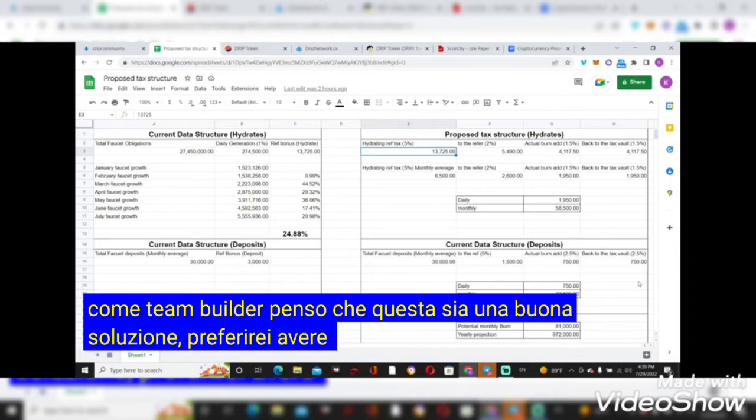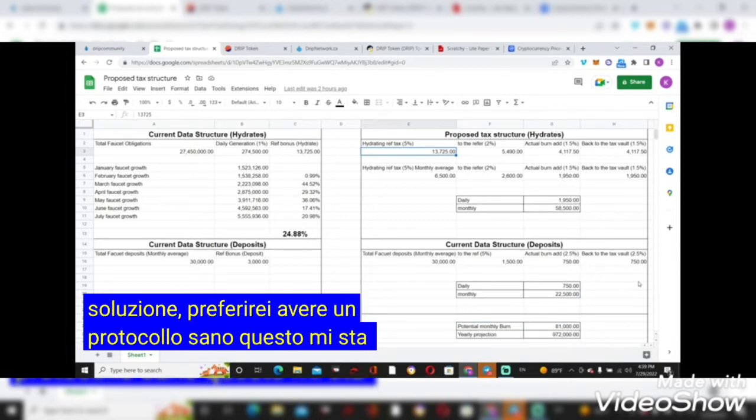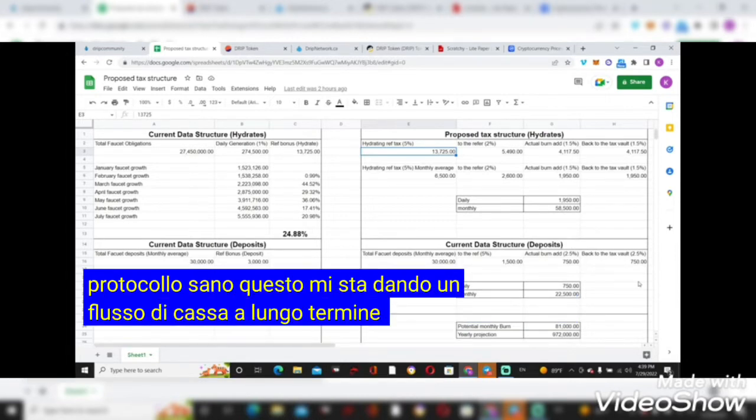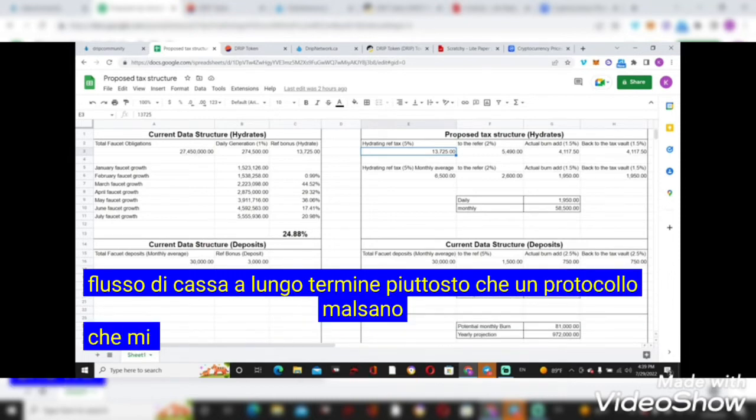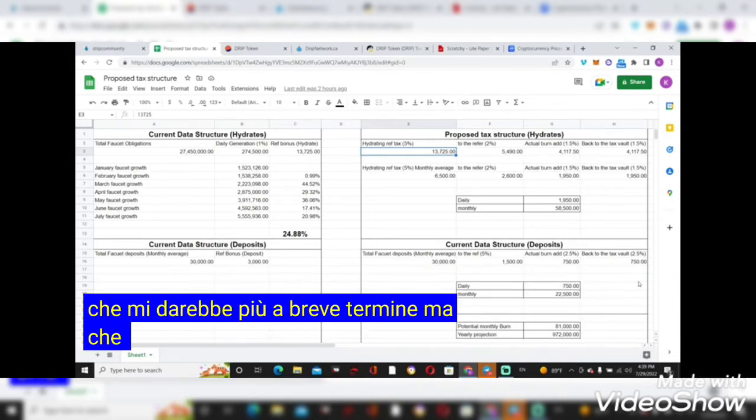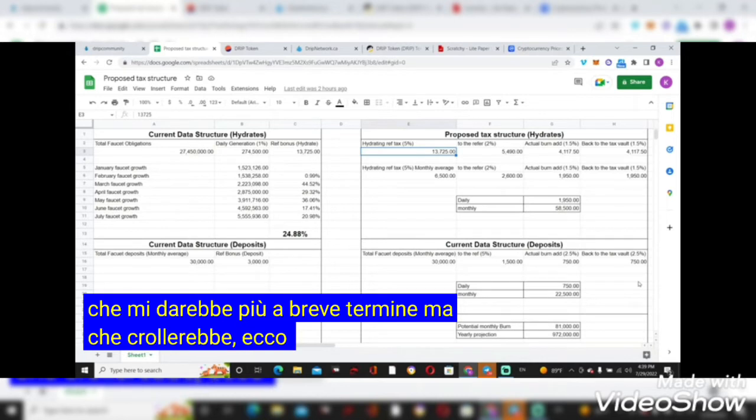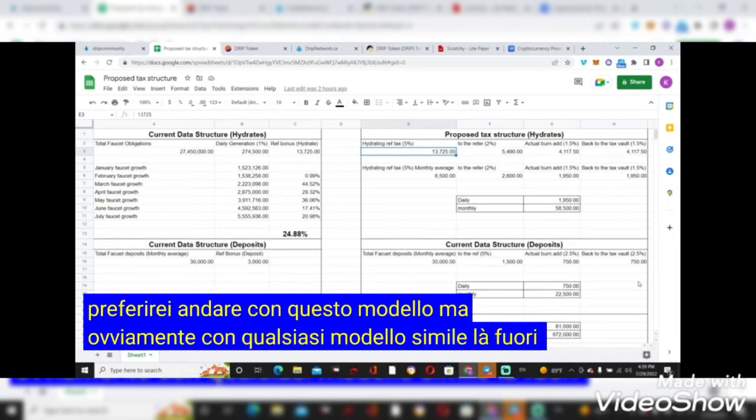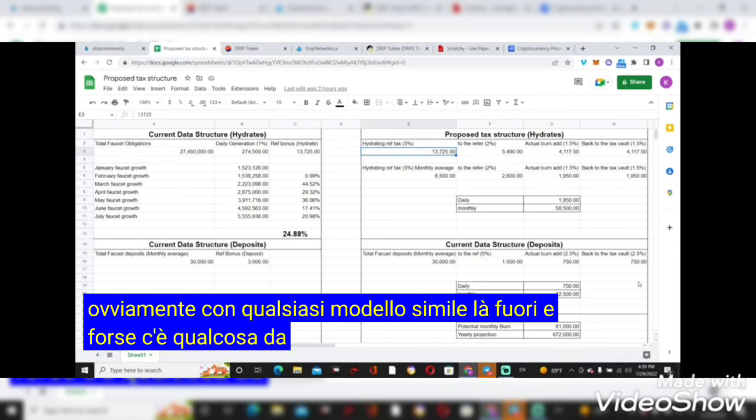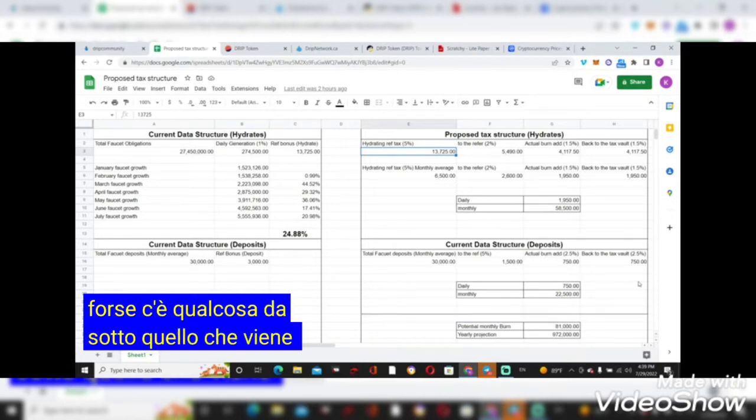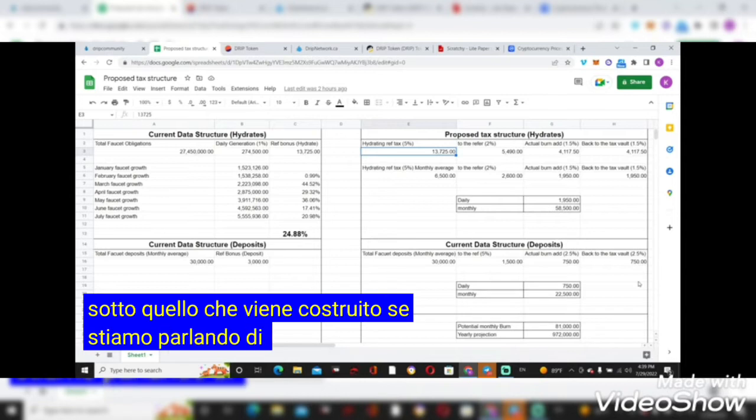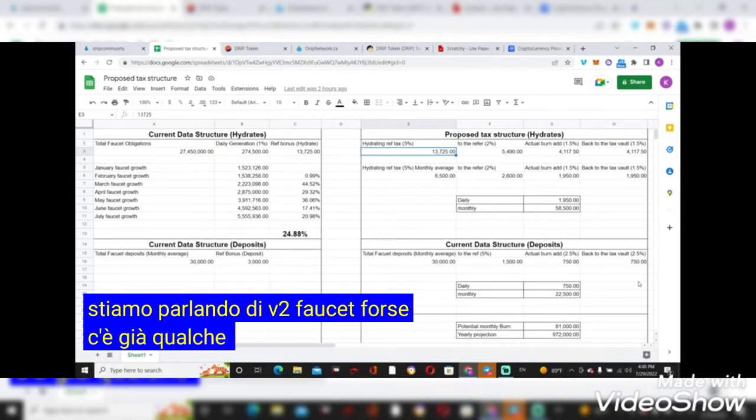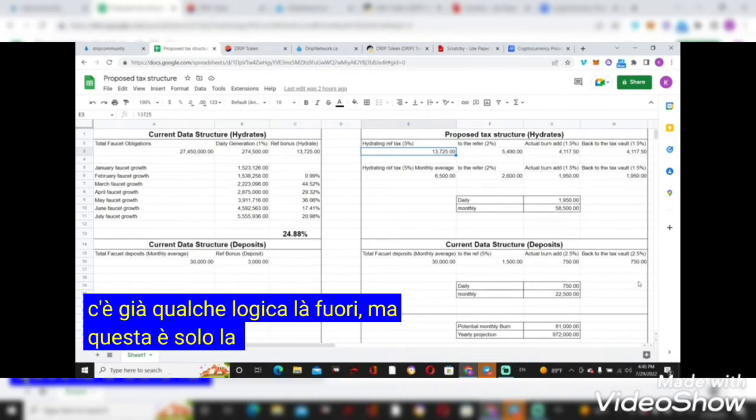I would rather have a healthy protocol that is giving me a long-term cash flow than an unhealthy protocol that would give me more short-term, but then it would collapse. So that's why I would rather go with this model. But of course, any similar model out there, and perhaps there's something to it underneath what is being constructed. If we're talking about V2 faucet, perhaps there's some logic out there already, but that's just my opinion again.